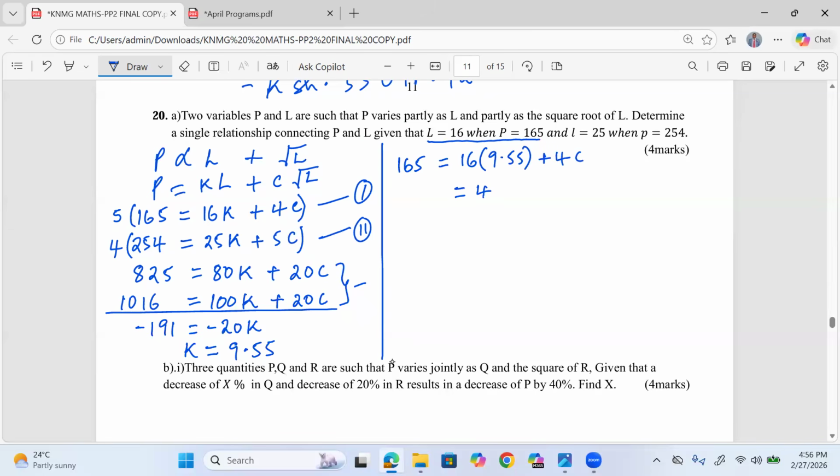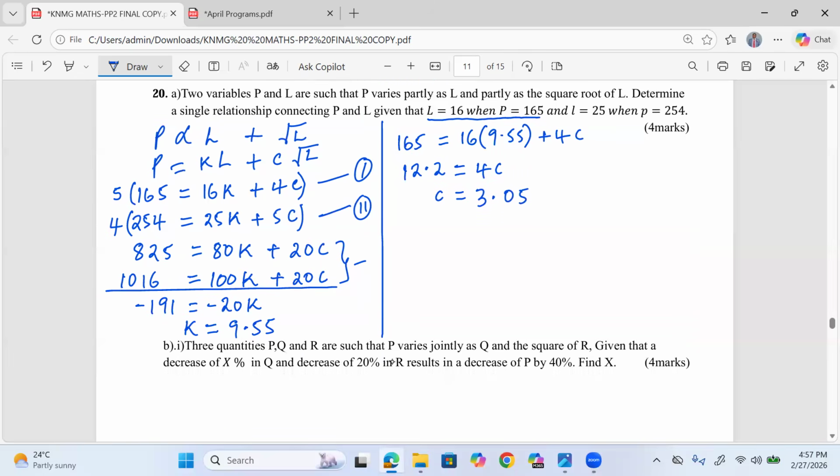Can we remain with 4, the value of C there? Then we take 165 minus 16 multiplied by 9.55. This gives us 12.2. At this point we can remain with C by dividing by 4, and we get 3.05.